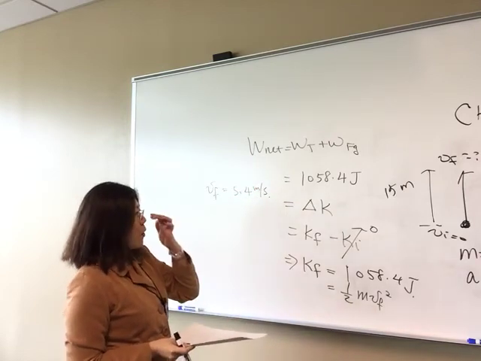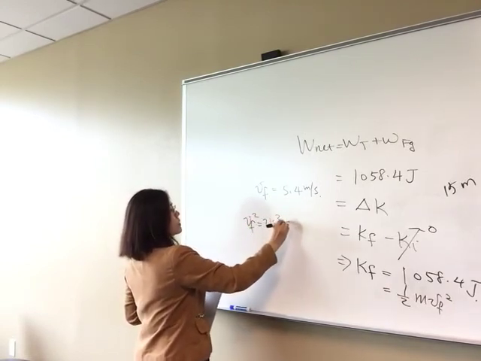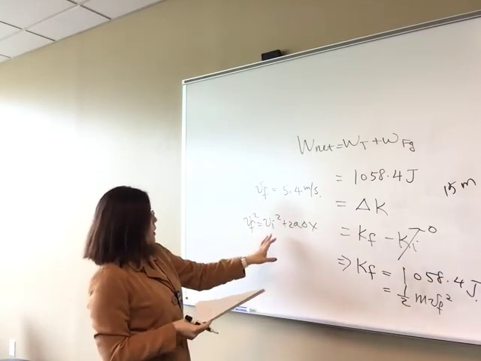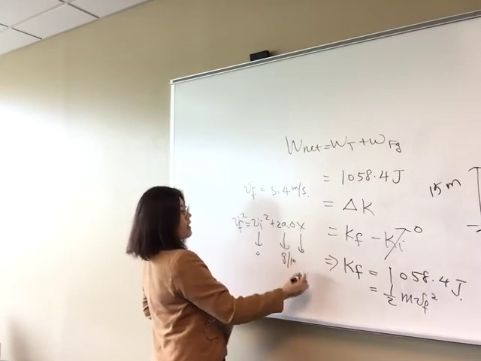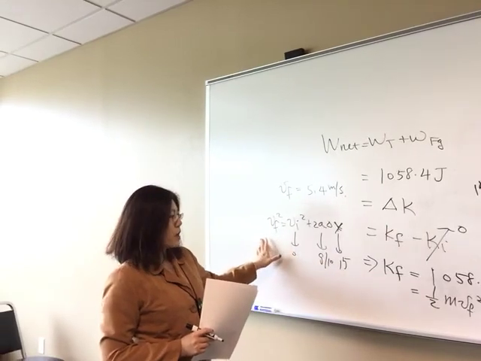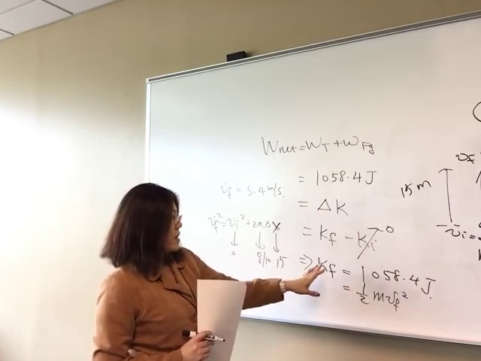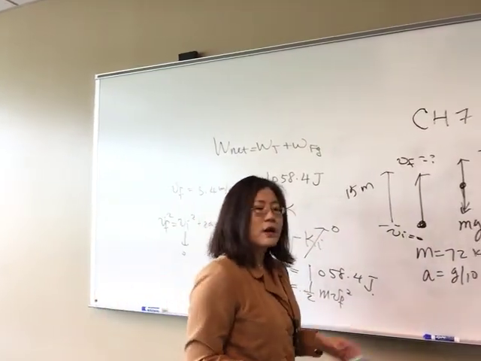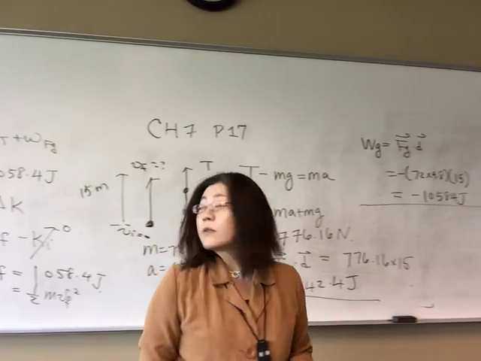Okay, so you can do that, or if you want to use the equations of motion, which is Vf squared is equal to Vi squared plus 2a times delta x, you can do that too, because Vi is 0, and your a is given as 1/10 of g, and delta y is 15. So you can plug into this equation to calculate your final velocity, or you can use the more straightforward way: the final kinetic energy is just equal to 1/2 mv squared, to find the final velocity. Okay, so that's that.